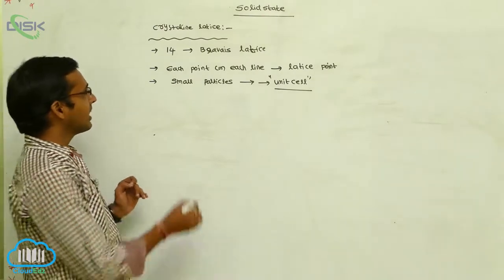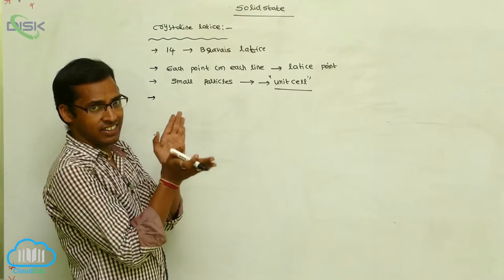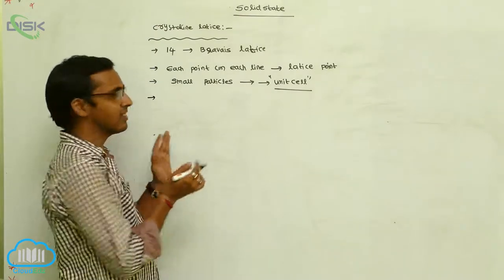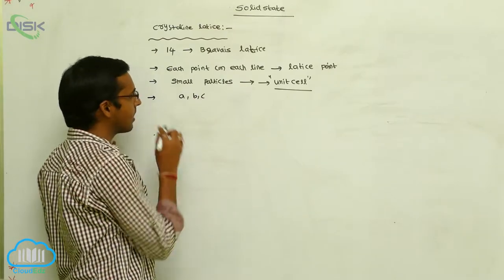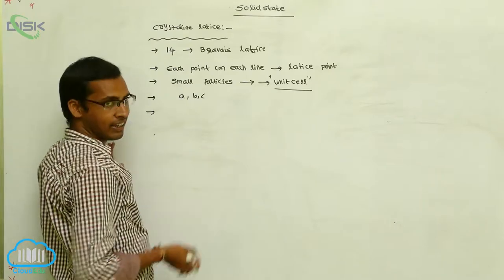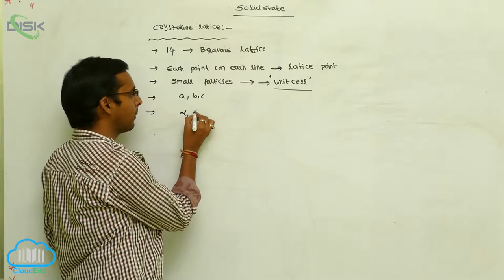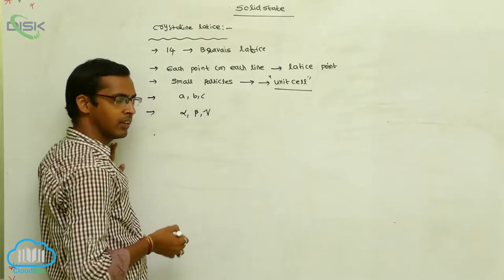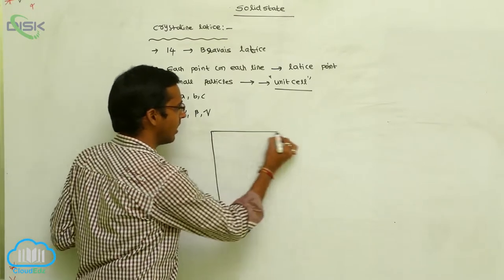Next, in a crystalline lattice, the edges or axial lengths are A, B, C. Axial lengths are three types: A, B, C. And the axial angles, the angles between the layers, are alpha, beta and gamma. We can represent this arrangement in a crystalline lattice like this.